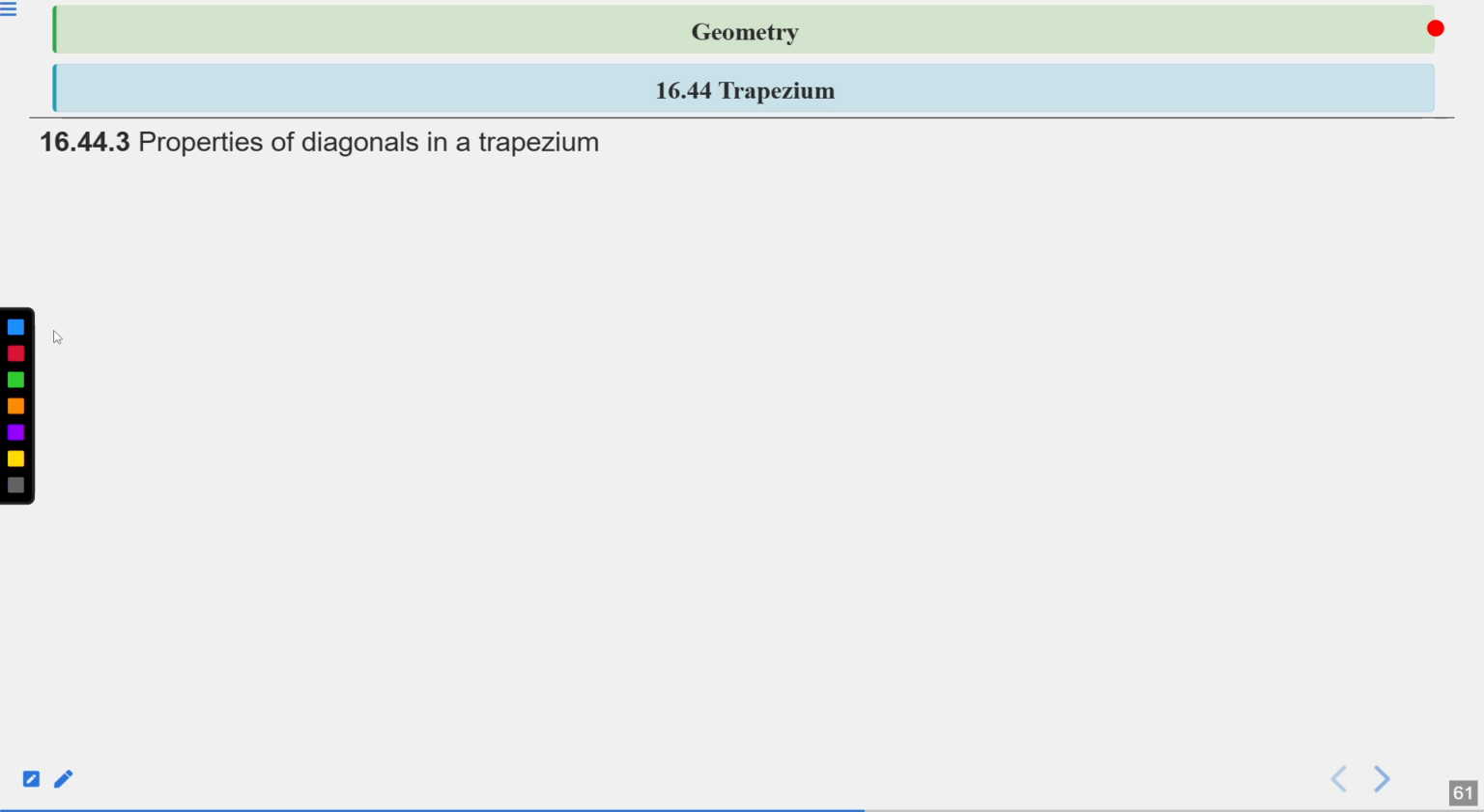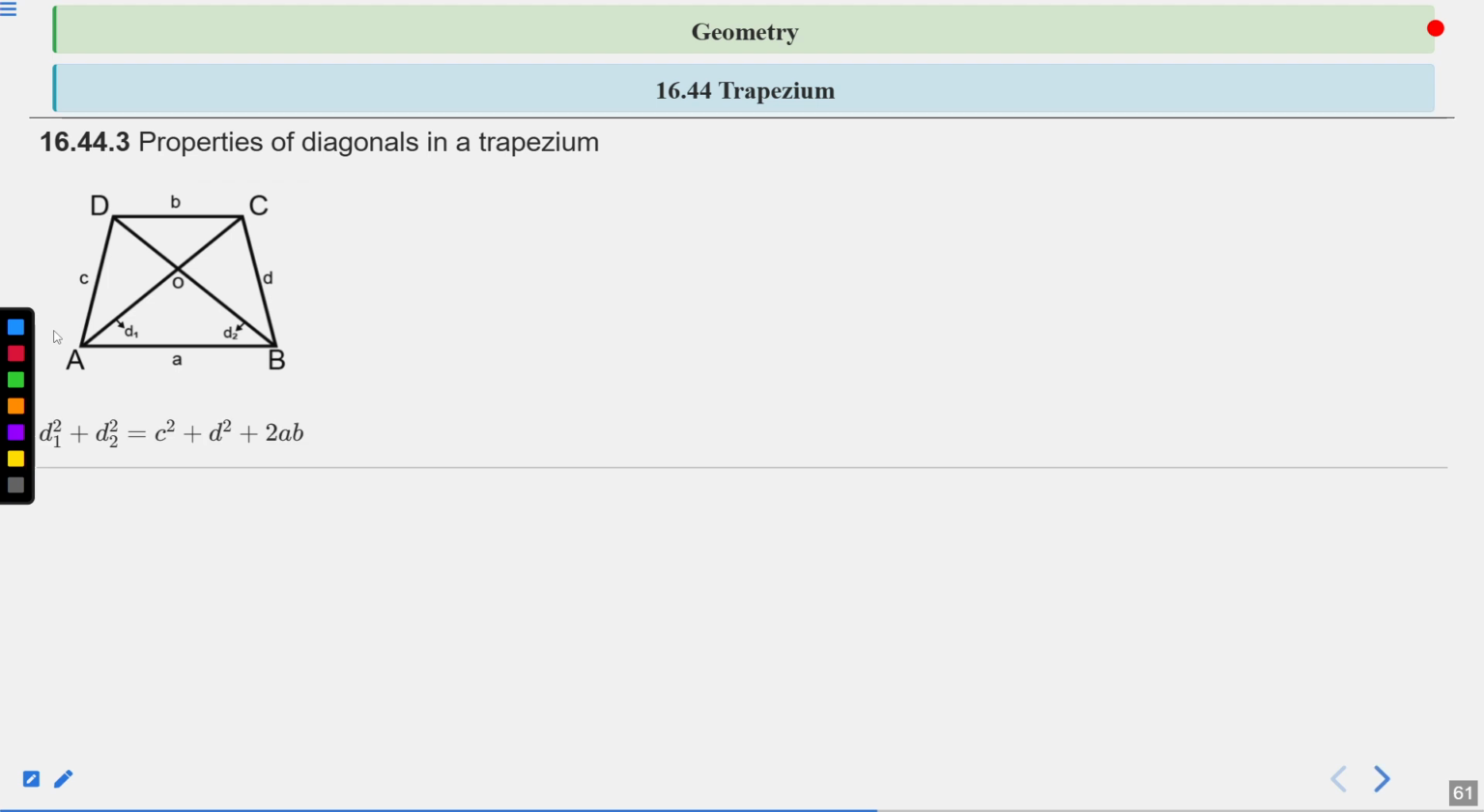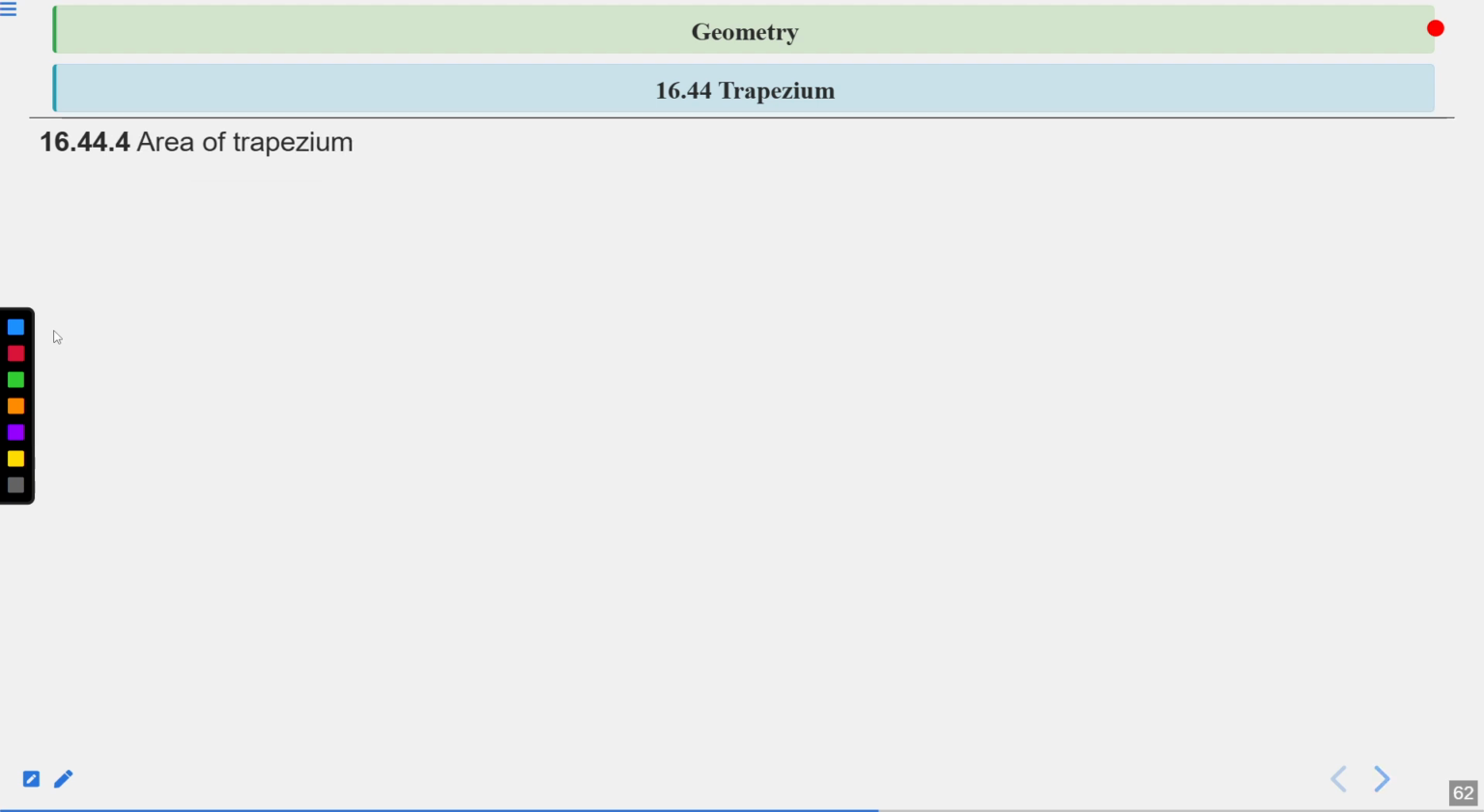Property of diagonals in a trapezium. So this is the diagram of the trapezium in which we can see the diagonals AC and BD. So we can say that if the sides of the trapezium are A, B, C and D, and AB are the parallel sides, CD are the non-parallel sides, then d1 square plus d2 square equals c square plus d square plus 2 times the product of the parallel sides, which is 2 times A into B. Next one.